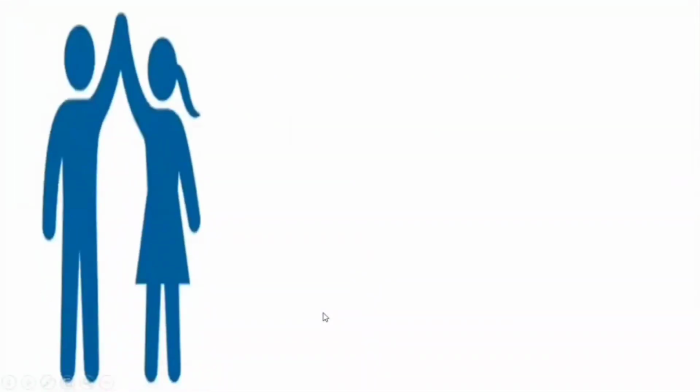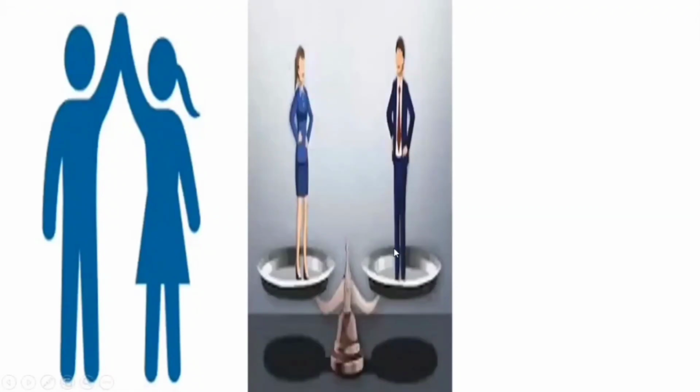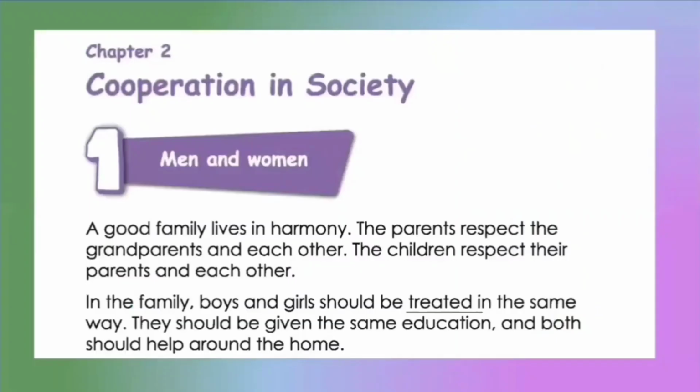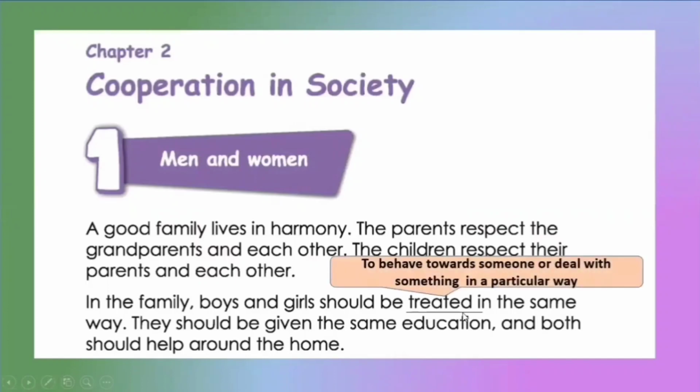Okay. So see, there should be equality between the boys and girls in a family, because they should be looked after in equal eyes. Our government has given them equal law, equal right. So we should not discriminate between the boys and girls. So see what's written in the second para. In the family, boys and girls should be treated in the same way. They should be given the same education and both should help around the home.